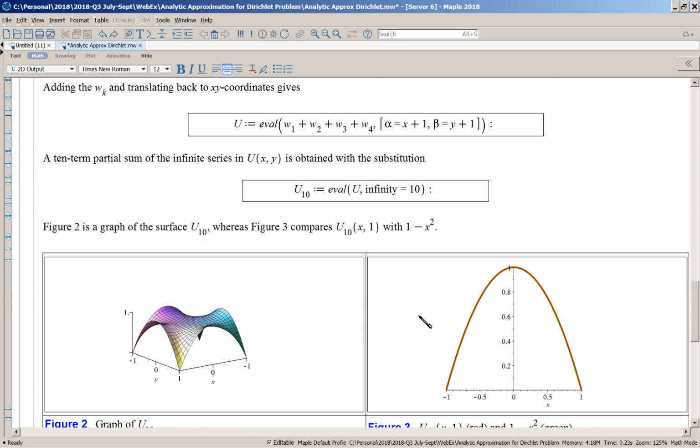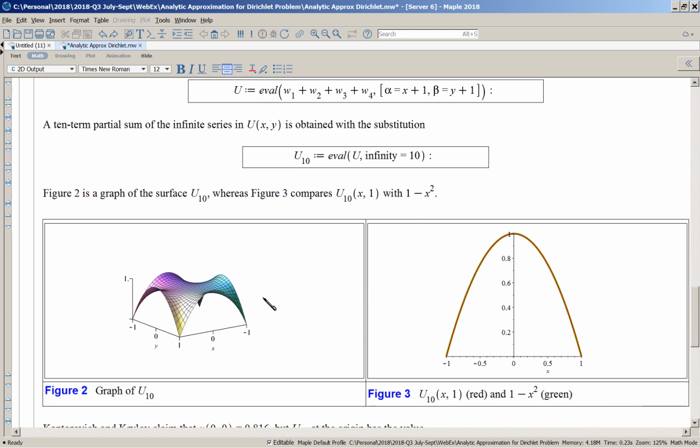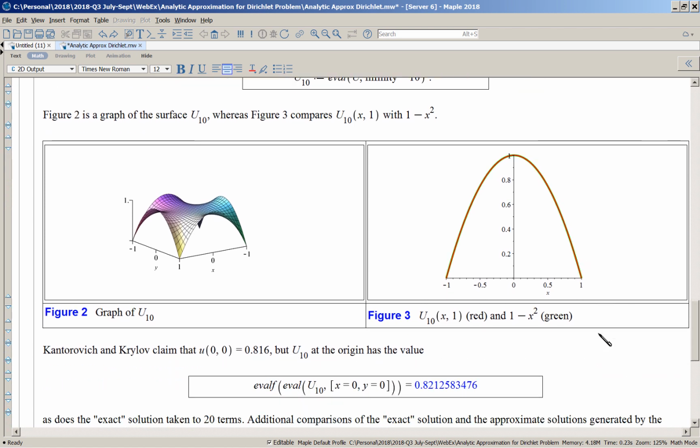Then you want to draw some graphs to see how well you did. This is a graph of this U10, the 10-term partial sum. And I looked on one of the bounding edges, so I graphed 1 minus x squared in green, and the solution U10 when y is 1. The fit appears to be very good.